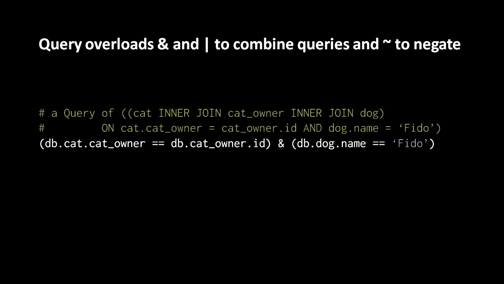Now, when combining queries using ampersand and pipe, it then becomes possible to get a query involving more than just two tables. And in that case, what happens simply is that all the tables are joined together, and then all of the predicates are applied. So here, for example, first it's again cat.catOwner equals catOwner.id, but then the second query we're anding to that is dog.name equals Fido. So what happens is first the tables cat, catOwner and dog are all joined together, and then we filter with the predicate cat.catOwner equals catOwner.id and dog.name equals Fido. So the simple rule is that however many tables are involved in the query, they just get joined together first, then all the predicates are applied.